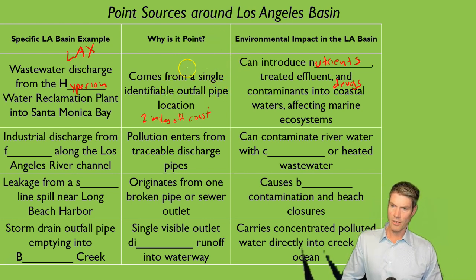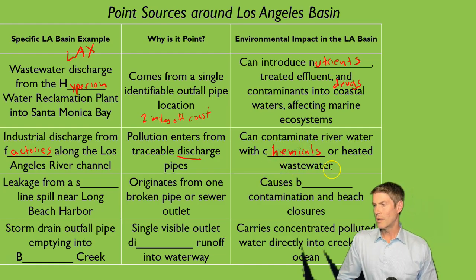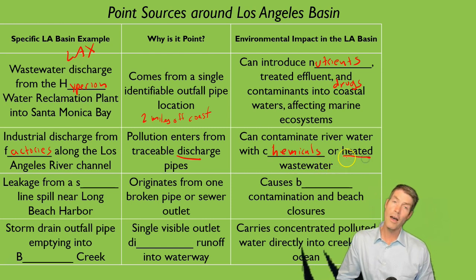Next, we got industrial discharge from factories along these big rivers or storm drains, or anywhere, because if factory pollution washes off, it eventually goes into the ocean, into the LA River. So pollution enters from discharge pipes, and different chemicals can get into the wastewater and then go into the ocean. And if it's hotter water, warmer water, that can be a pollutant too.